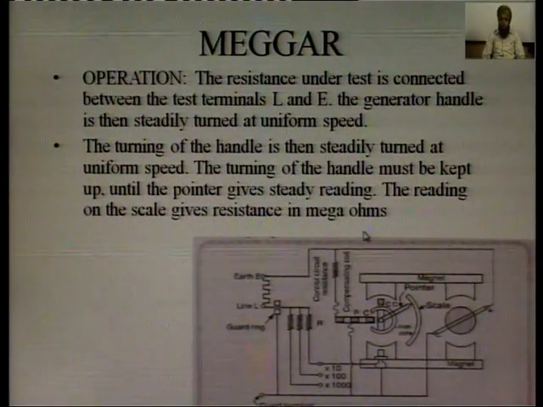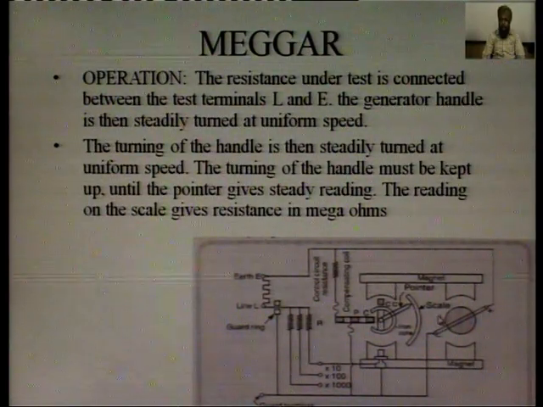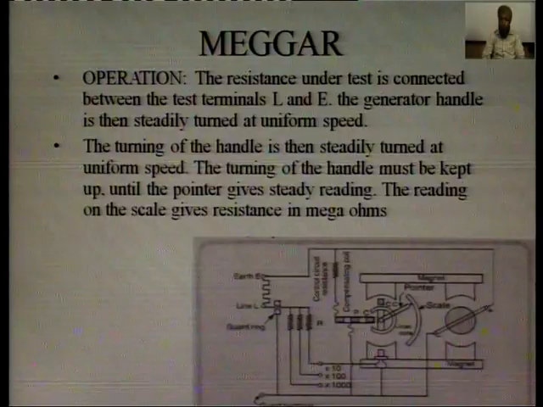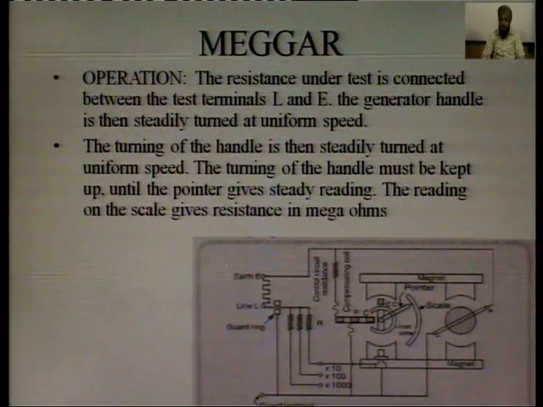Now, operation of Megger. The resistance under test is connected between the test terminals L and E. The generator handle is steadily turned at a uniform speed. The turning of handle must be kept up until the pointer gives a steady reading. The reading on scale gives resistance in megohm.